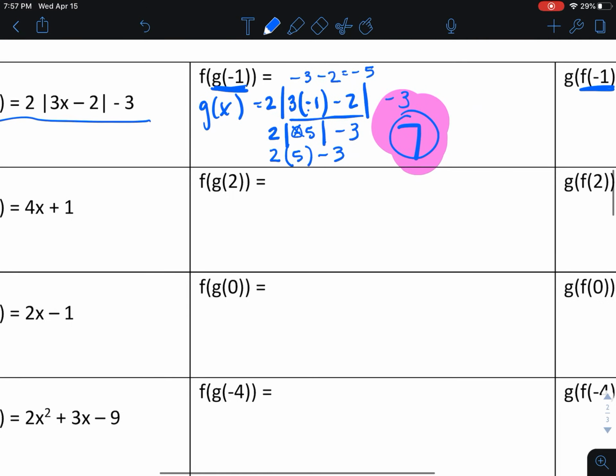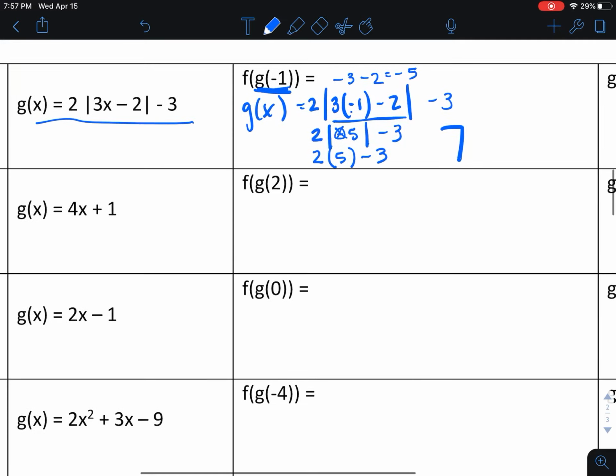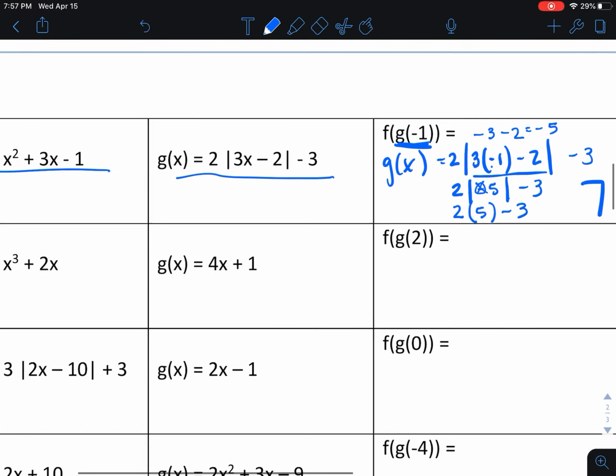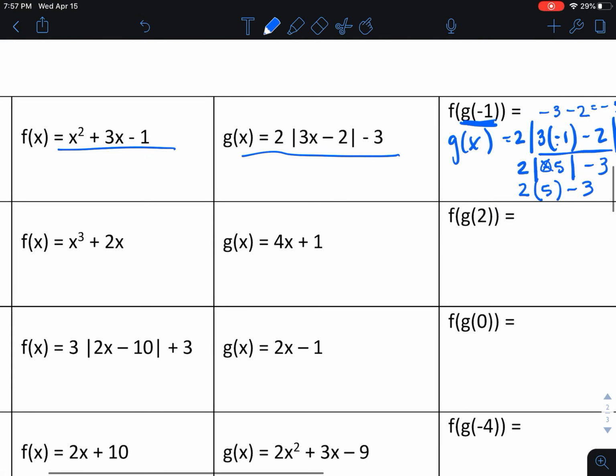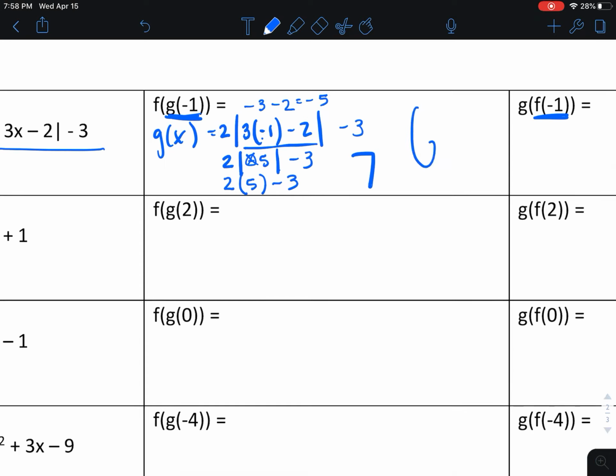All right, we got 7 as our answer, but we're not finished, right? So 7's the answer, but we're not done. We haven't plugged that back into the f function yet. So now we're going to take this 7 and plug it into this f function. So we have 7 squared plus 3 times 7 minus 1. Again, calculator work, guys. It's okay to use a calculator. So 49 plus 21 minus 1 is going to give me 69. So this answer here, I apologize, is 69.